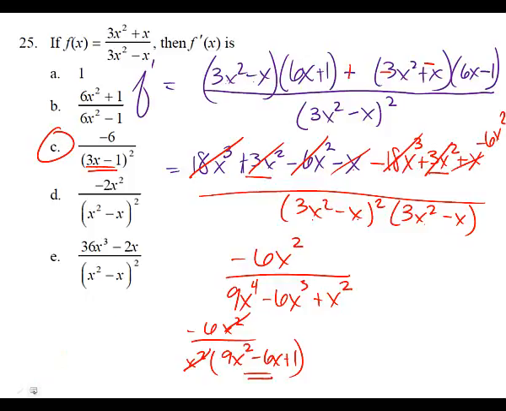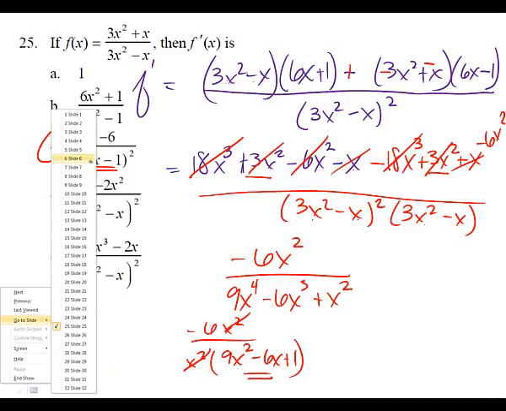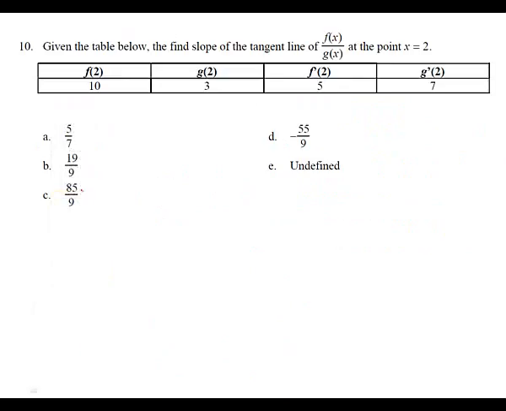Number 10. Yeah, that one was ugly. I don't like that one so much. But it's good for us to look at them. Okay. AP loves stuff like this, where they give you the information in a chart. So they're wanting us to find the slope of the tangent line at the point x equals 2. Notice they're all evaluated for 2. They don't give you an actual function. Okay? Slope comes from the what?